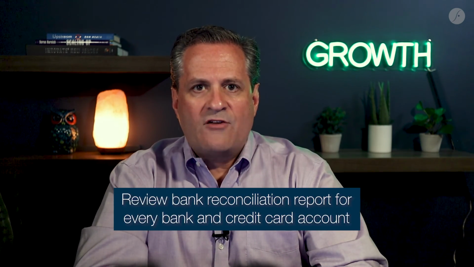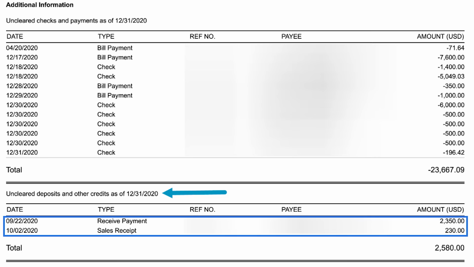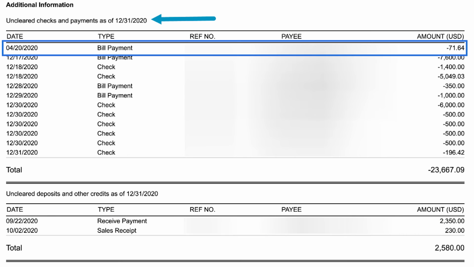Once a month, review a bank reconciliation report for each bank and credit card account you have. This is easily generated by QuickBooks and it looks like this. Go to the uncleared items section. Question any uncleared deposit more than 5 days old and any uncleared withdrawal more than 30 days old.